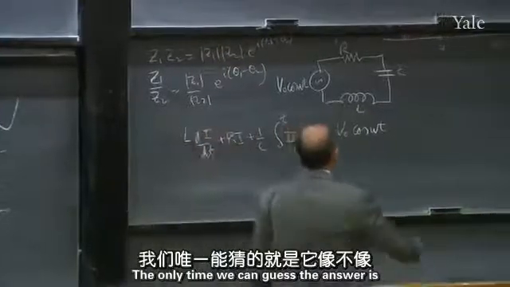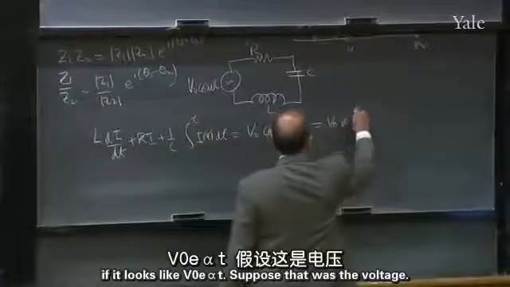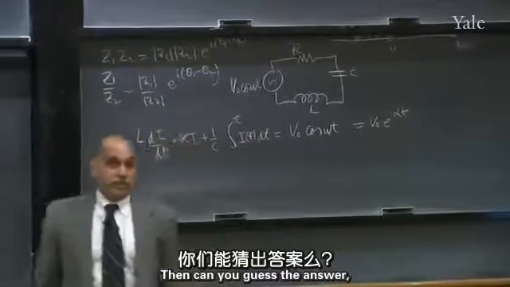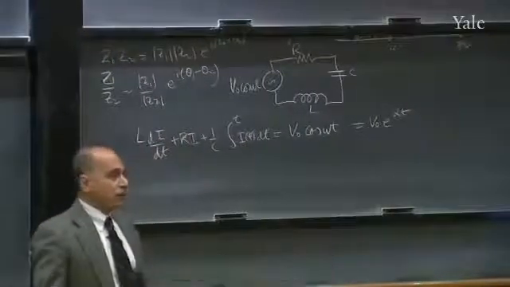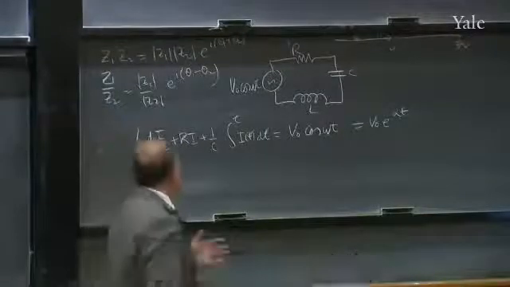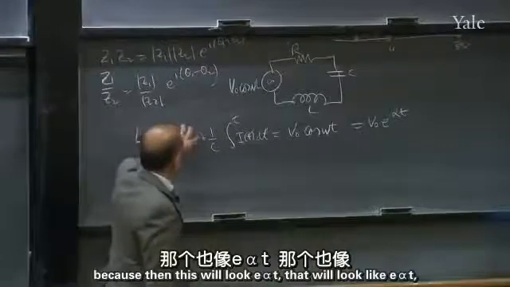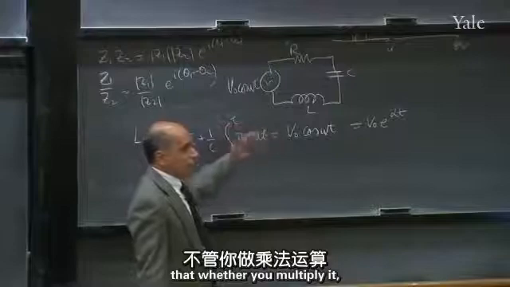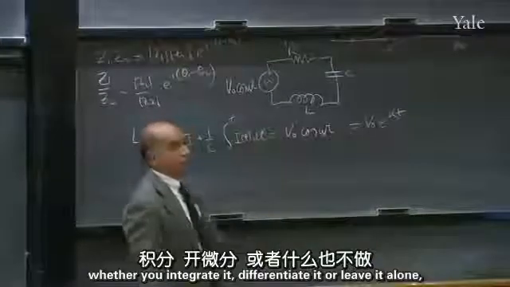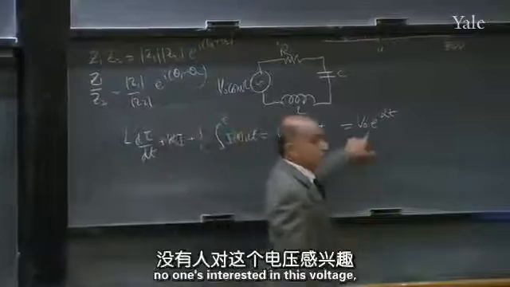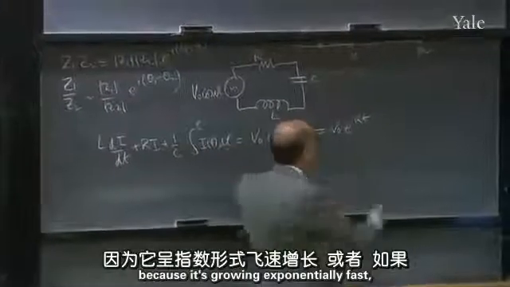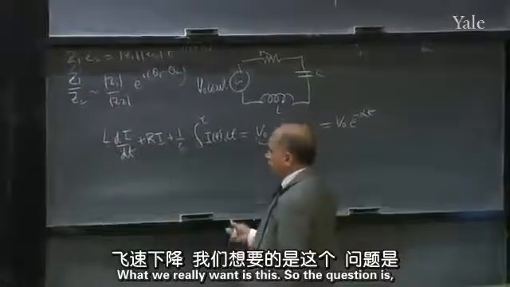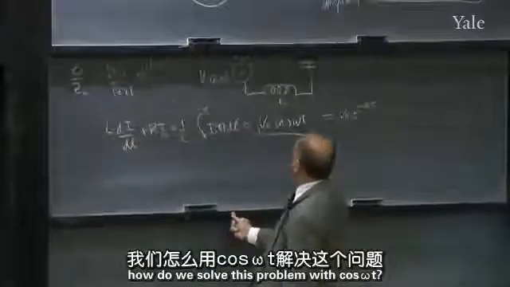The only time we can guess the answer is if it looks like V0 e to the alpha t. Suppose that was the voltage. Then can you guess what form the answer will have? It'll also be e to the alpha t times some number, because then this will look like e to the alpha t, that'll look like e to the alpha t, that'll look like e to the alpha t. E to the alpha t has a great property that whether you integrate it, differentiate it, or leave it alone, it looks the same. Unfortunately, no one's interested in this voltage because it's growing exponentially fast, or if you put a minus sign, it's dying exponentially. What we really want is this. So the question is, how do we solve this problem with cos omega t?